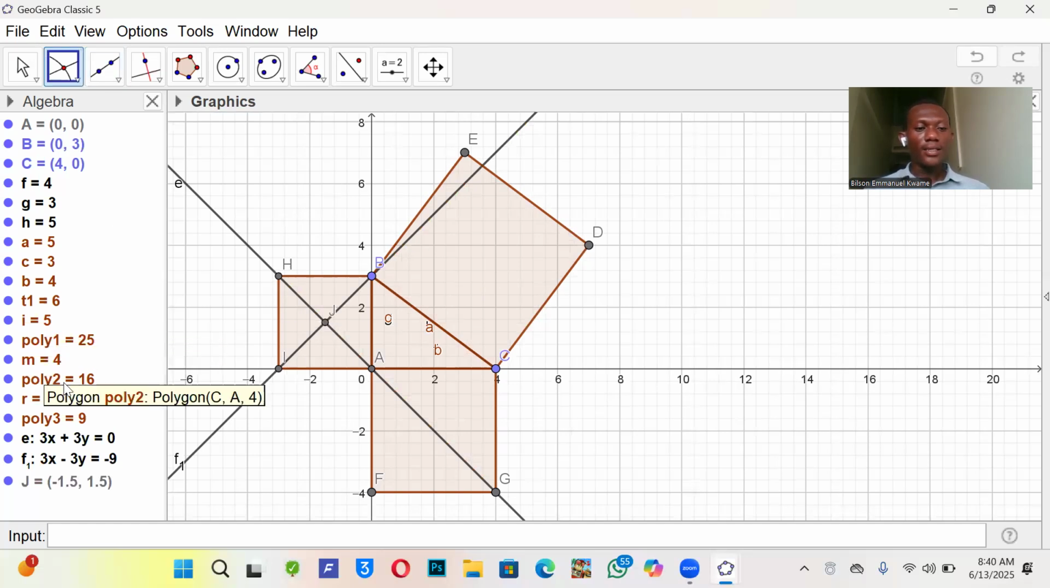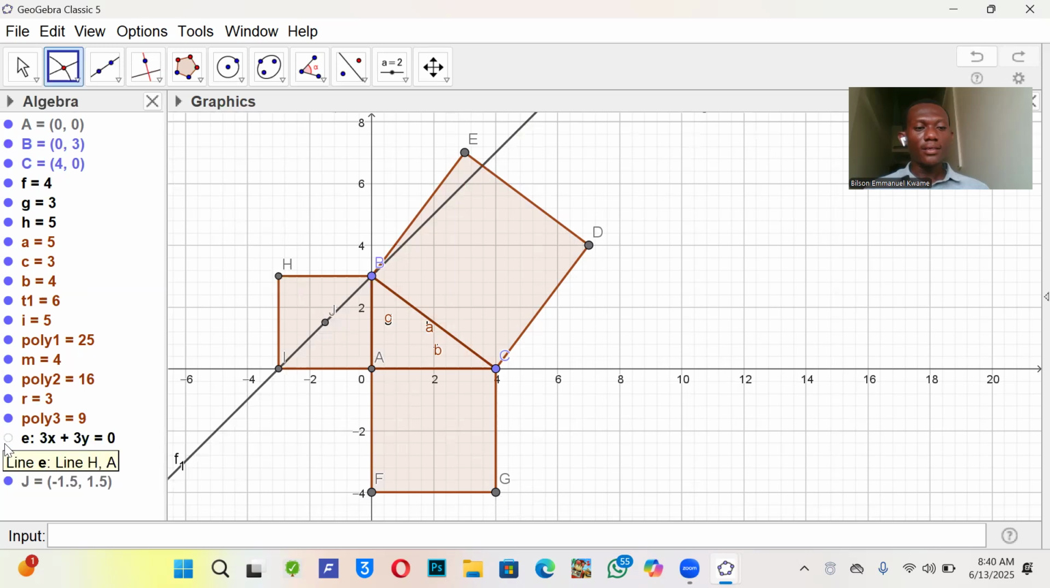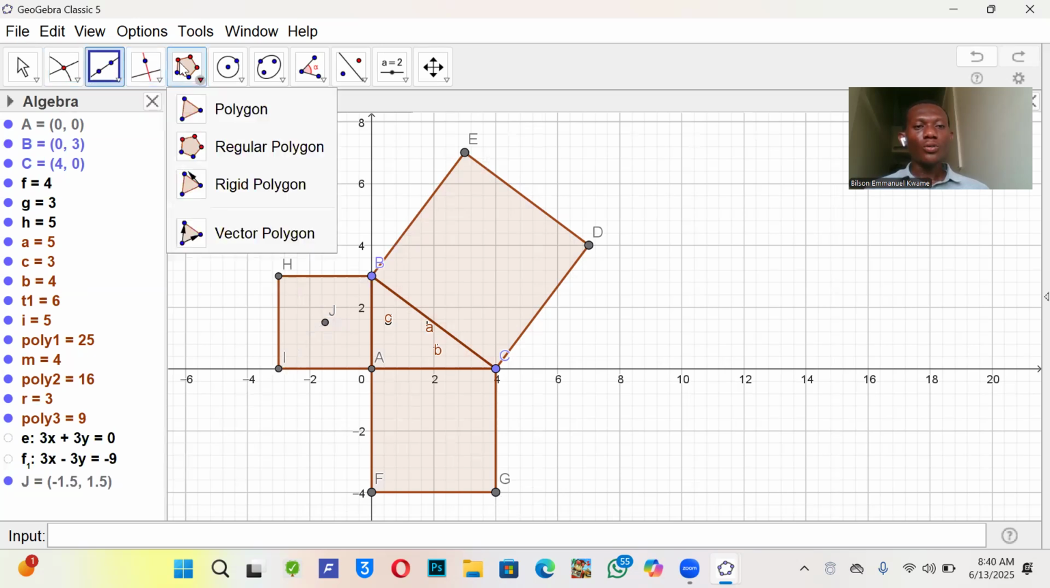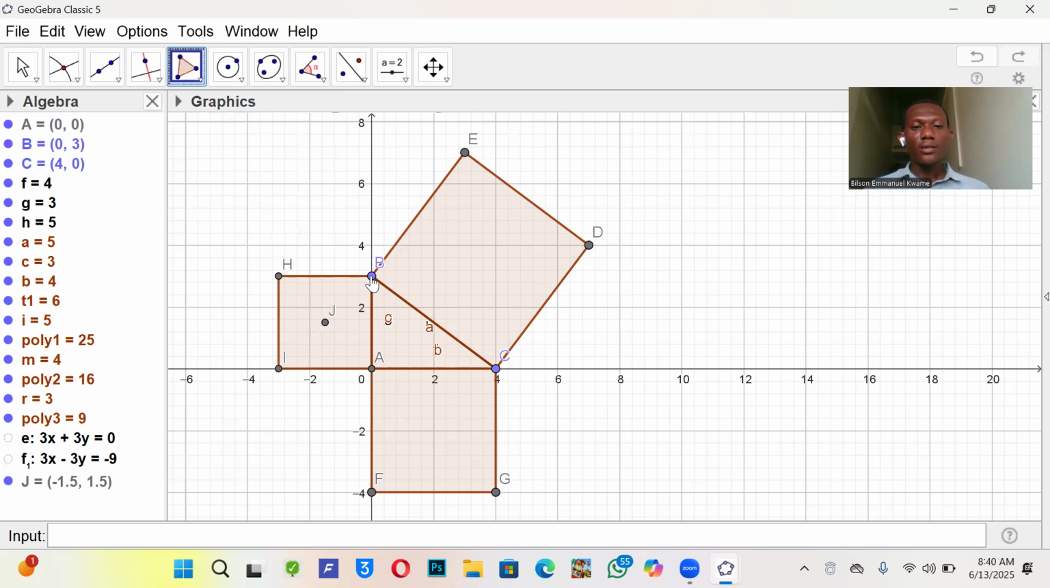After getting the intersection, you can do away with the lines. Now we have the intersection. The next thing we are going to do is to draw polygons, right? So we activate the polygons.